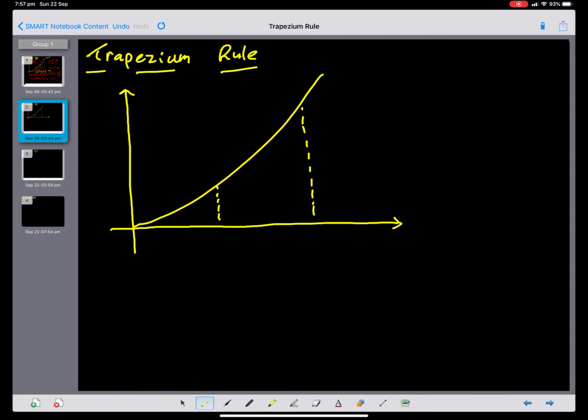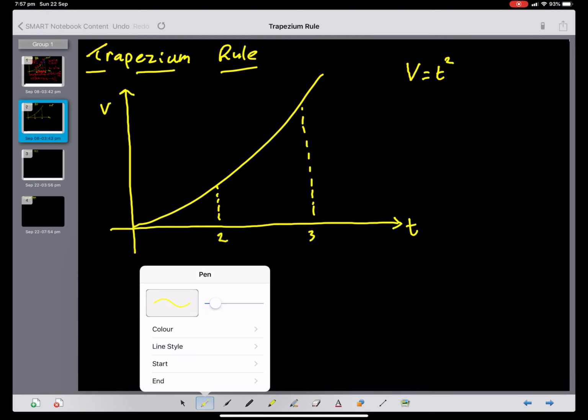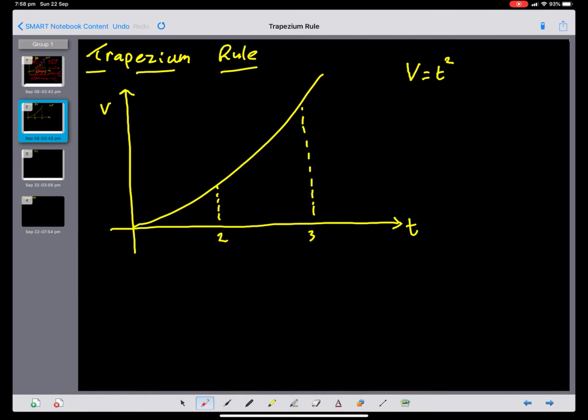Okay, so let's look at a practical example. Let's say we throw a stone and we get a formula that the velocity is equal to t squared, and we want to find the distance travelled between 2 and 3 seconds. So we get velocity there and t there. The area underneath the curve between 2 and 3 is going to be the distance travelled by the stone or particle.